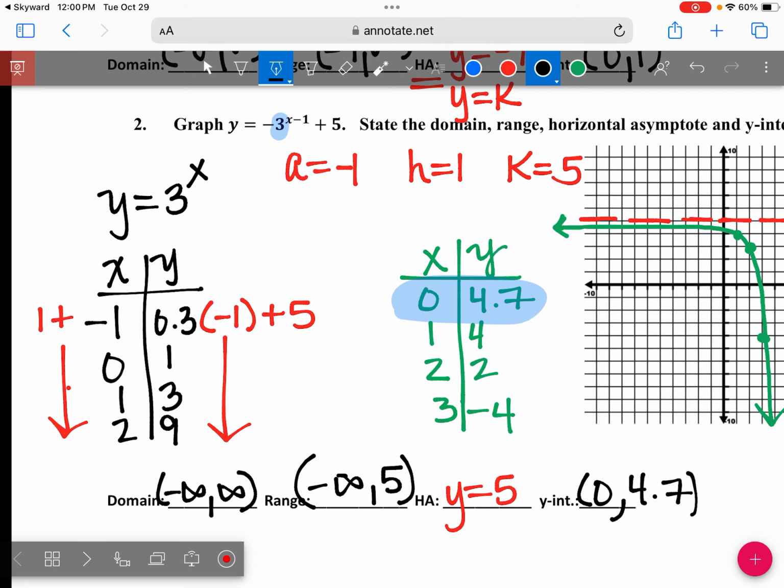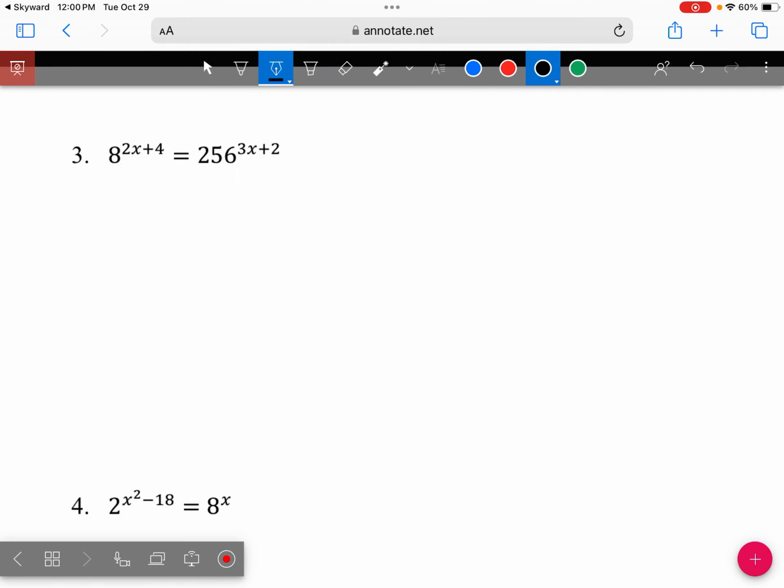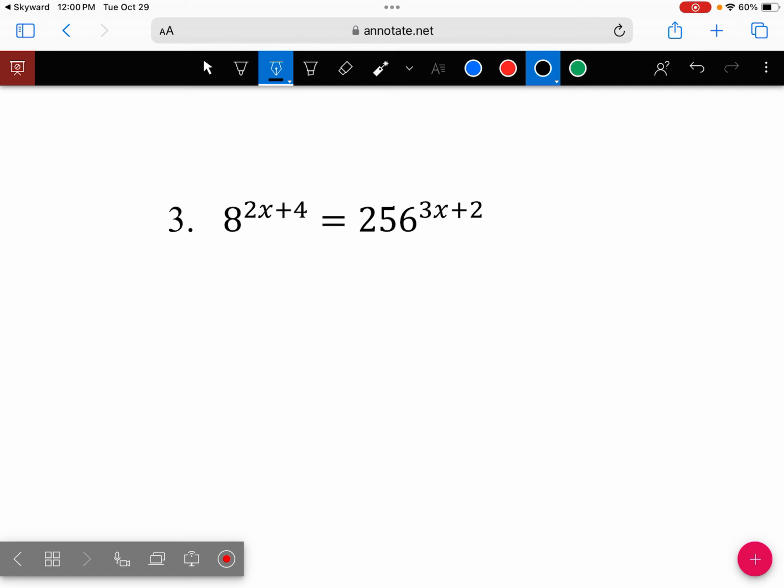All right, so now let's do a couple of equations. Remember, the name of the game is finding that common base. So we got 8 and 256. What is it?